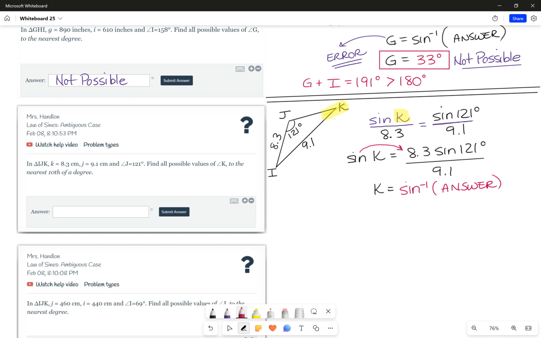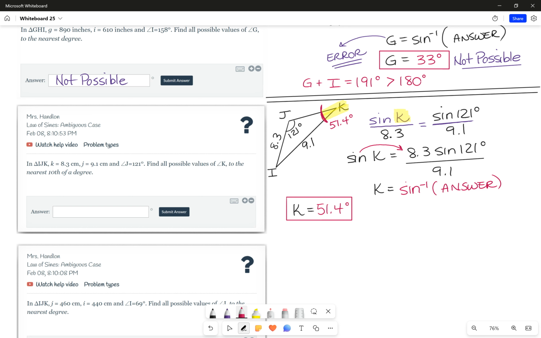And let me go do that right now. So stand by. So K is going to equal, okay, so I typed it in the calculator, and our K value is ending up with an answer of 51.4 degrees. So this angle right here is ending up being 51.4 degrees. All right.